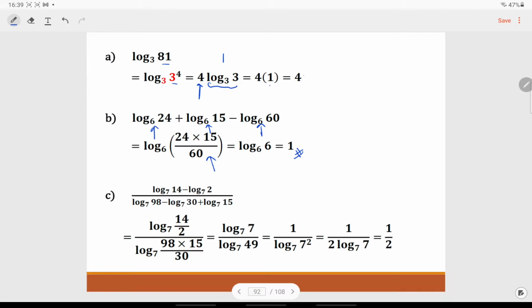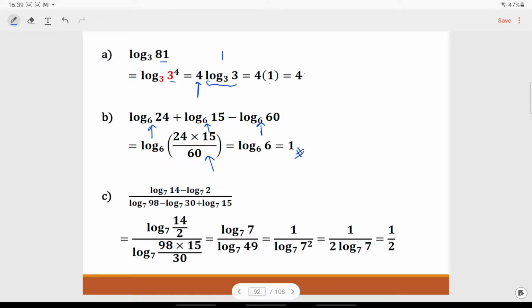Okay, now we move to the third one, which is more complicated compared to the previous two. So in this example again, we are given an expression with the common bases. We have 7 as the base, 7, 7, 7, 7, and 7. So that means we can simplify this fraction by focusing on the numerator and denominator.